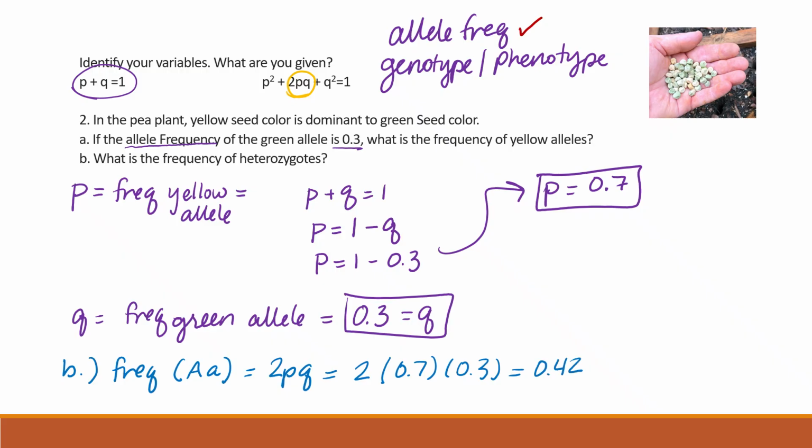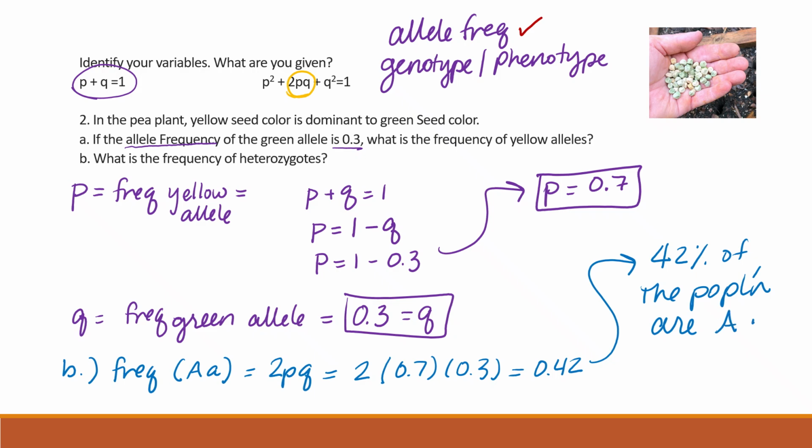0.42. So the frequency of the heterozygotes is 0.42, but what this means in a real population is that 42% of the population are heterozygous. For these questions, leaving it as just 0.42 is perfectly acceptable. That is actually answering the question.